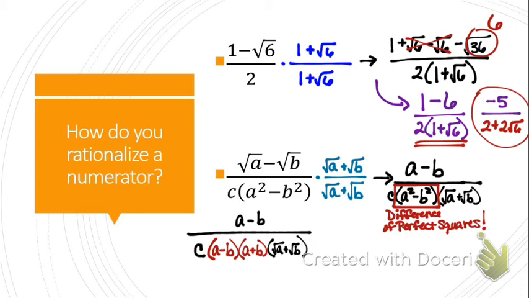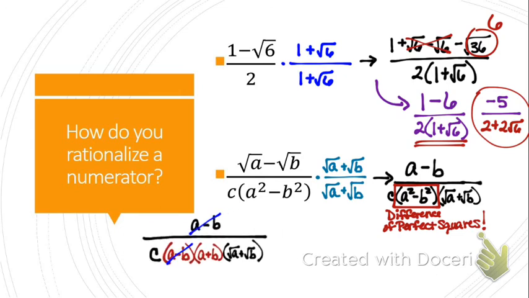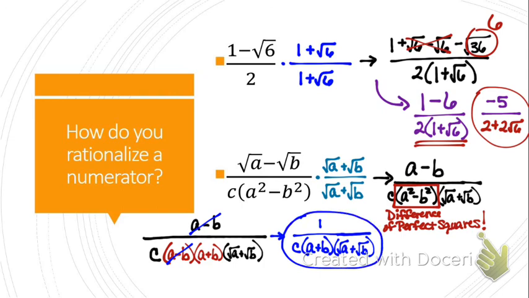Do you guys see anything that will cancel? A minus b, top and bottom. So what would I have left in my numerator then? 1. Over that whole hot mess in the denominator, which I would not multiply out. I would leave it as c times a plus b times radical a plus radical b. I would count that as fully simplified. You've reduced it. I do not need to see the denominator multiplied out. So far, so good?